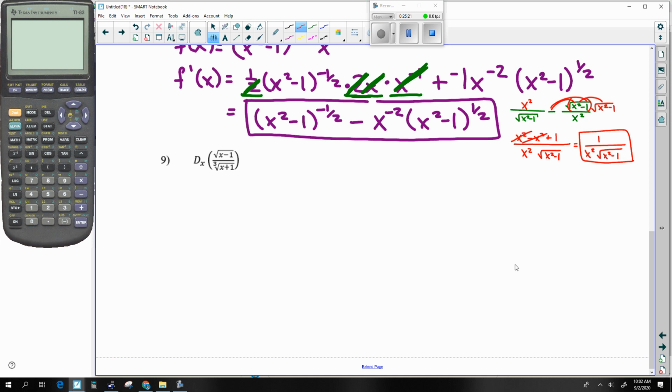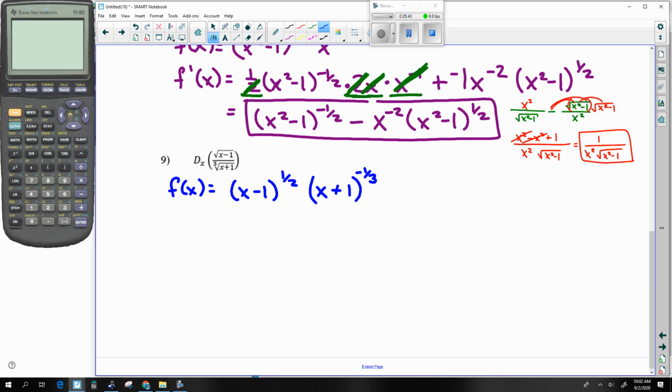Now, last but not least, number 9. So I have a top square root, so that's the x minus 1. It's a square root on the numerator. Then I have a third root in the denominator, and that's going to be x plus 1 in the denominator. So that's a negative 1/3.